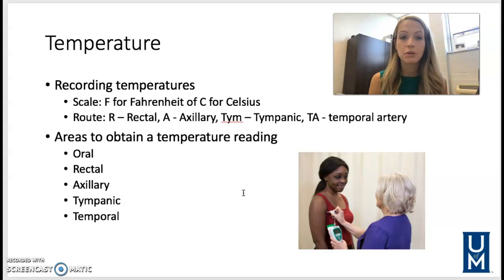Rectal, we can take a rectal temperature. Axillary, you can see in this picture, is underneath the armpit, and you can use this to obtain a temperature. Tympanic, we just spoke about, is the inside of the ear, reading that tympanic membrane, and then our temporal artery. And here you'll see the different ways to chart or record our temperatures: F is for Fahrenheit, C is for Celsius, and all the rest that are listed here.